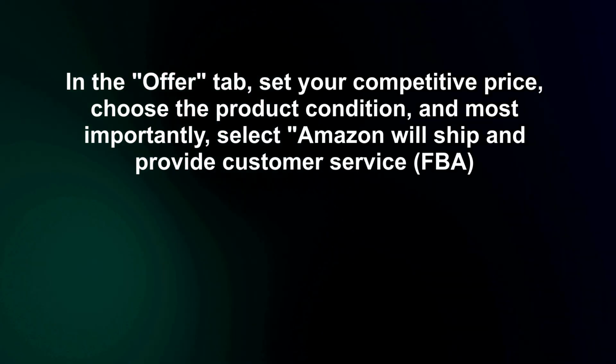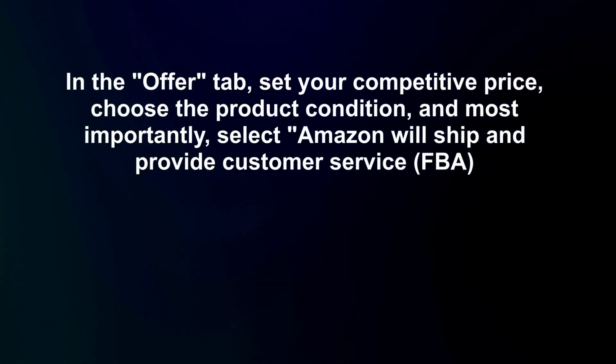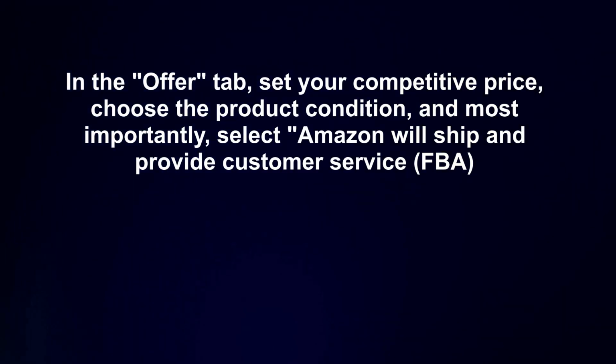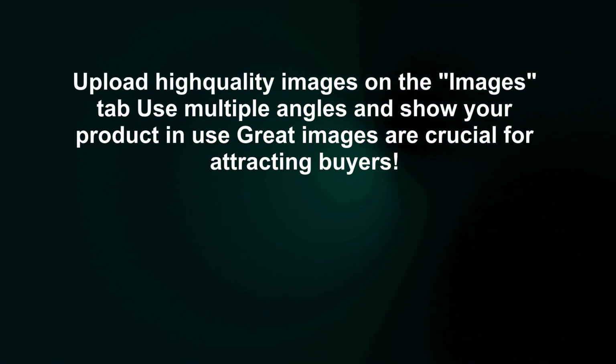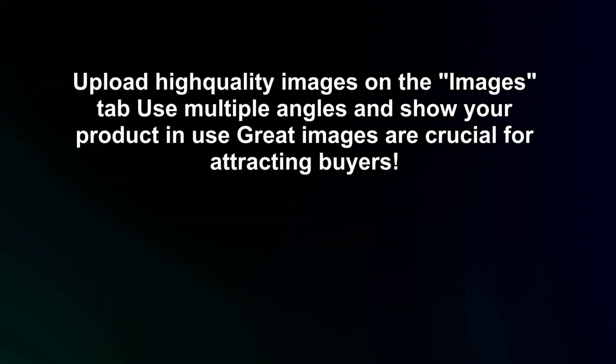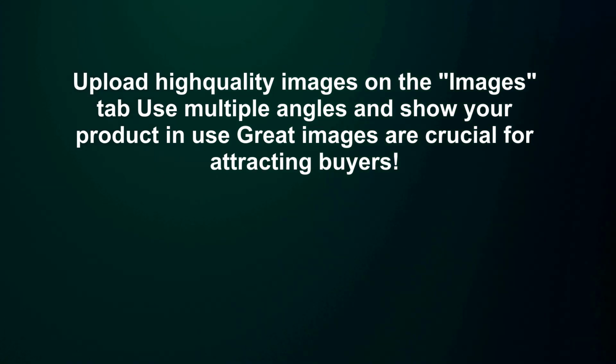In the Offer tab, set your competitive price, choose the product condition, and most importantly, select Amazon will ship and provide customer service, FBA. Upload high-quality images on the Images tab. Use multiple angles and show your product in use. Great images are crucial for attracting buyers.